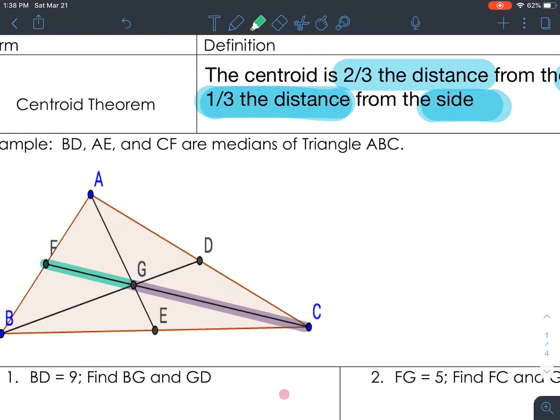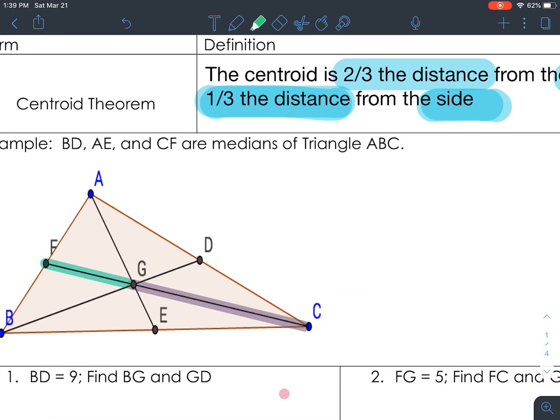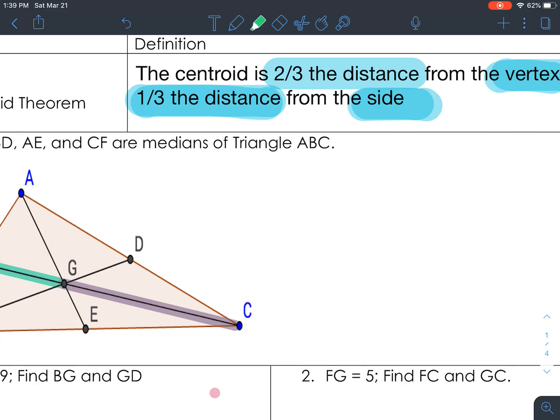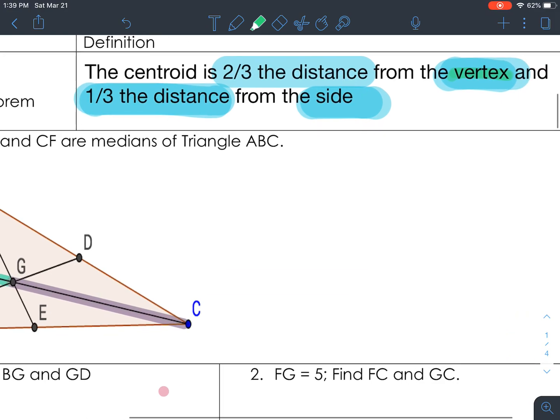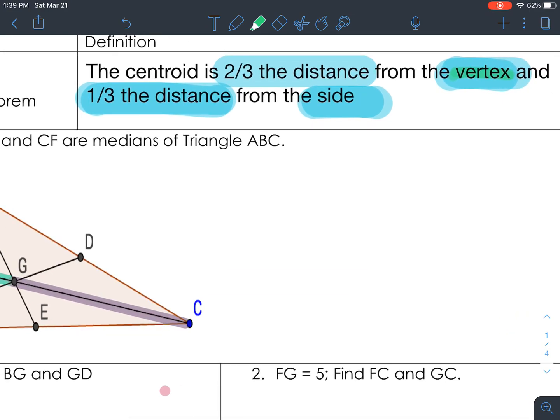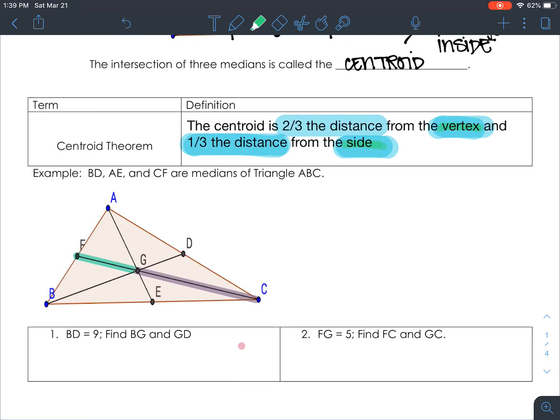Now, if you look at the theorem real quick, the longer segment is always going to be connecting the centroid and the vertex, because that's 2/3 the distance. And it's always going to be the shorter segment whenever it's connecting to the side. But I want to write out some formulas.